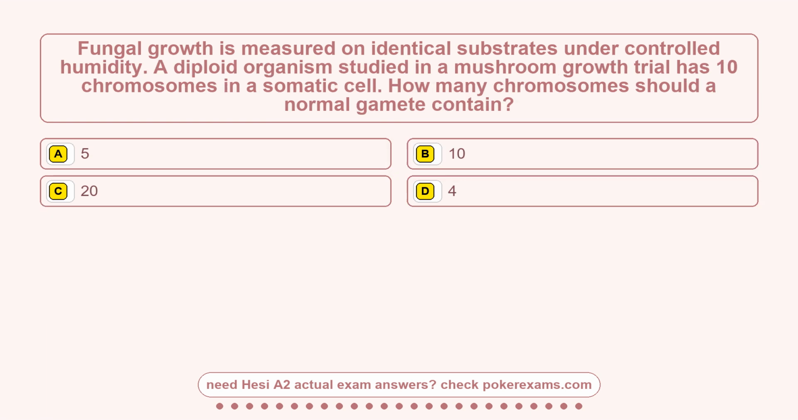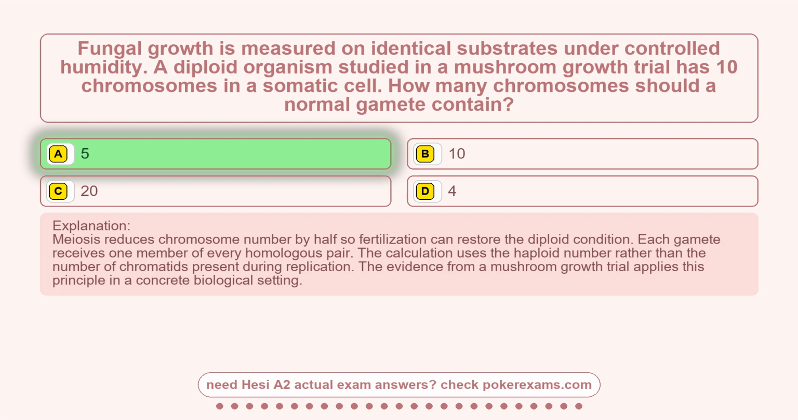Question 3. Fungal growth is measured on identical substrates under controlled humidity. A diploid organism studied in a mushroom growth trial has 10 chromosomes in a somatic cell. How many chromosomes should a normal gamete contain? Option A 5, Option B 10, Option C 20, Option D 4. The correct answer is Option A, 5.